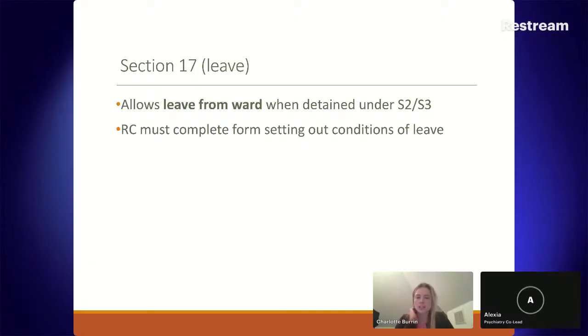Just a brief aside, this is not a section in the same way that Sections 2 or 3 are sections to keep somebody in hospital, but you might come across this in clinical practice. Section 17 is effectively a prescription for leave. So if you've got somebody in a hospital on a Section 2 or 3 and you feel that they should be allowed some leave from the ward, they need a Section 17 leave form, which the consultant would write, and that would have very clear conditions of the leave. So what date it is, what time, how often they're allowed to go, whether it's escorted or unescorted. Without this leave form, leaving the hospital would be considered AWOL, absent without leave, and is not lawful.